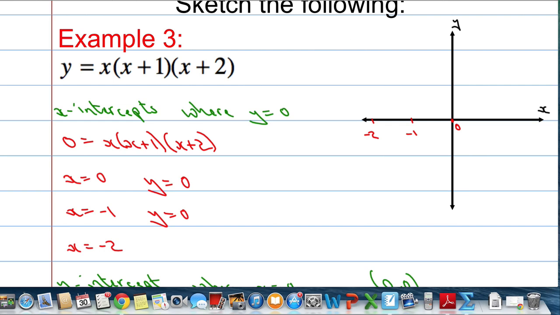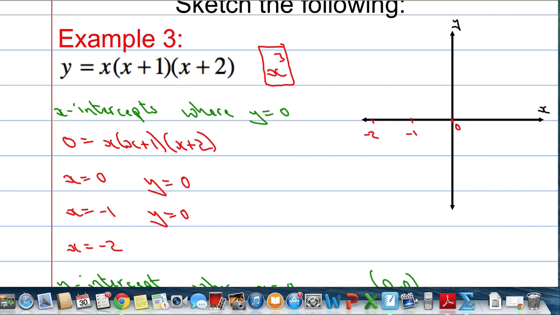What happens as x gets bigger and bigger and bigger? Well, this is x cubed, positive x cubed. X times x will give me x squared, and when I multiply that by x, I'll get an x cubed term, which is positive, which means as x gets bigger and bigger, y will also get bigger and bigger. So it's going to have this shape. It's going in this direction, which means as x gets smaller and smaller, y must also get smaller and smaller. So it should have come from this direction.